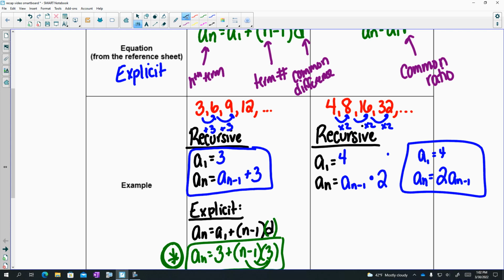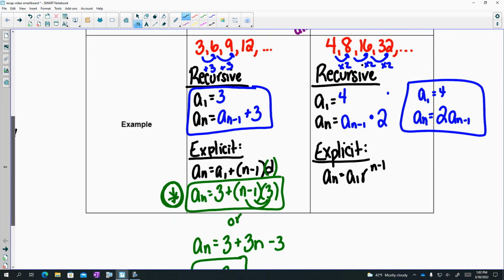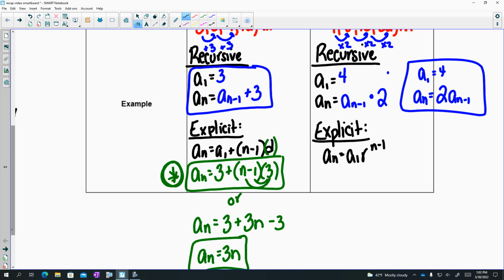And then let's take a look at explicit. So once again, for explicit, whether it's arithmetic or geometric, doesn't matter, but you start by copying down the formula from the reference sheet. Since it's geometric, I'm copying down the formula a sub n equals a sub 1 r to the n minus 1 power. My first term is 4. My common ratio is what's being multiplied every single time, which is 2. And then n minus 1 stays because my n is like an x in an equation.